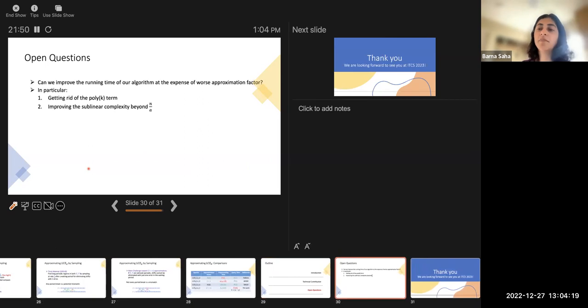Open questions. The main open question is, can we improve the running time of our algorithm at the expense of a worse approximation factor? Here we are looking for a 1 plus epsilon approximation factor. For normal edit distance, we do not know such approximation factors in sublinear time, whereas we know how to have better running time there. Like we can get rid of the poly-k terms for normal sublinear time edit distance computation. And we also know how to go beyond n over a, when we are looking for higher approximation errors. So the question is, can we also do those things when we are looking for EDA? Can we get better running time, maybe with worse approximation factors?